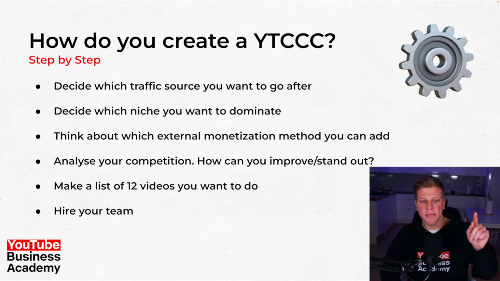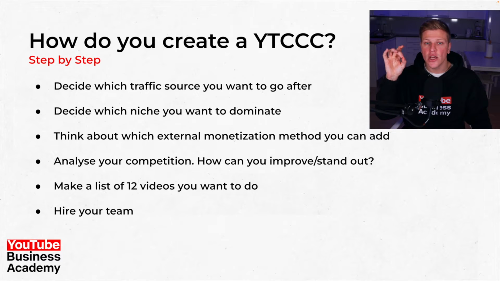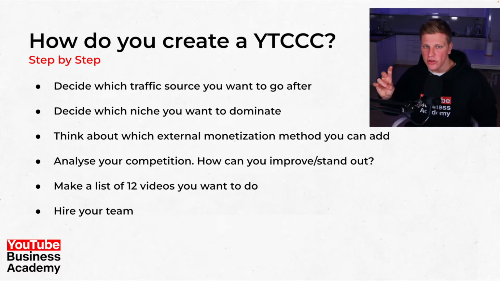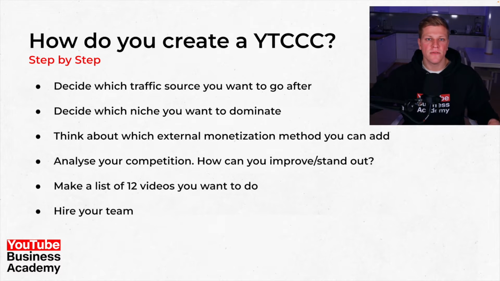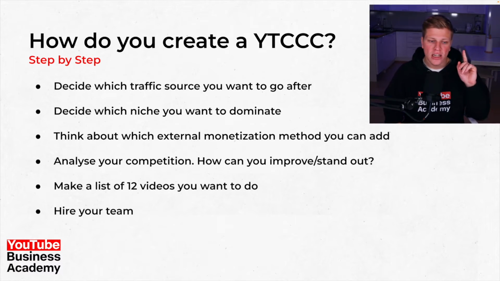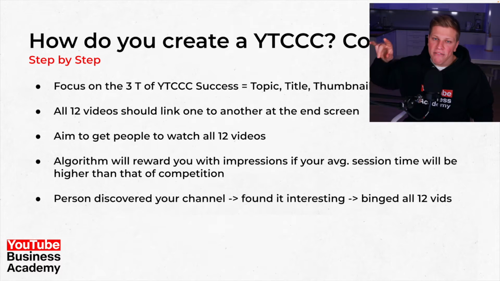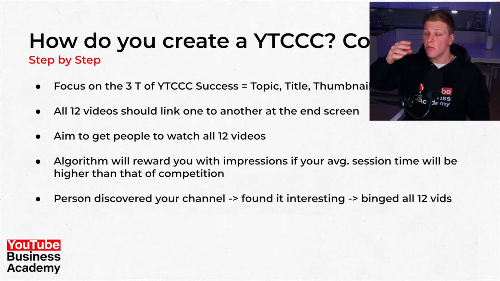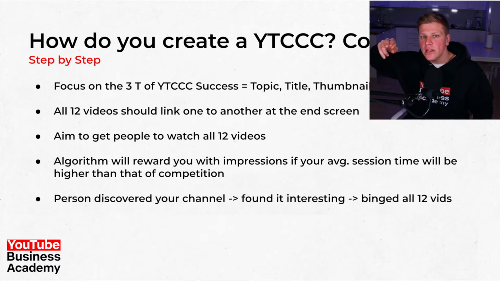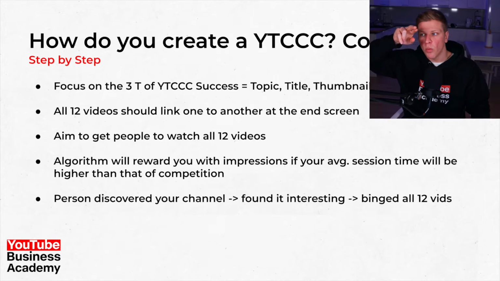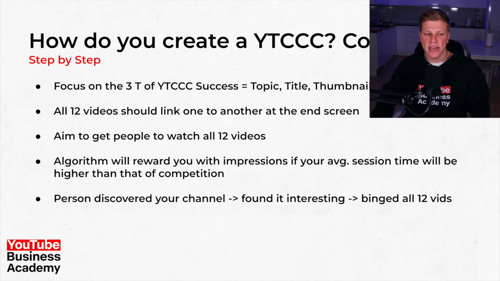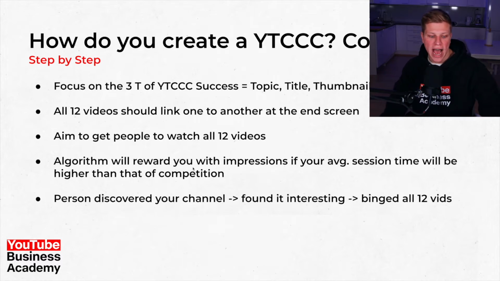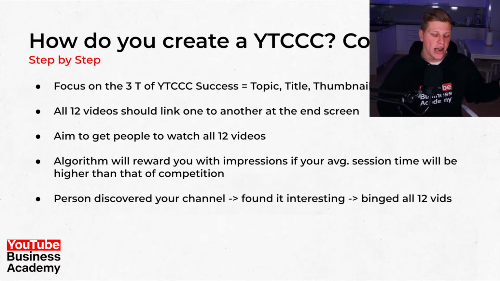So when I say make a list of 12 videos that you want to do, what I mean is come up with 12 video ideas, come up with 12 video titles, and then make 12 thumbnails before making any videos. And not just that, but you also want to link every video one to another. So when someone discovers your video, you want to put them into this viewer loop where they're going to go from one video to the next to the next. And the aim here is to get people to watch all 12 videos, because this is going to in turn increase your average session time, which will be higher than your competition.